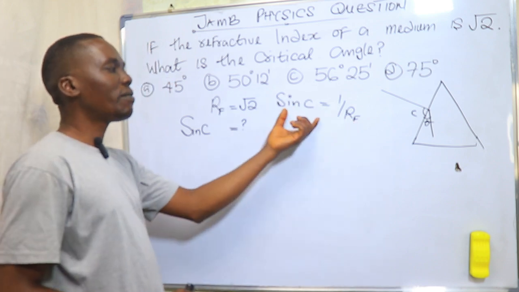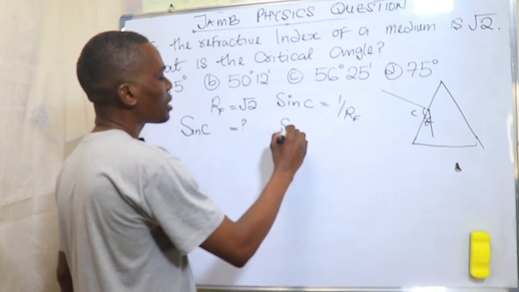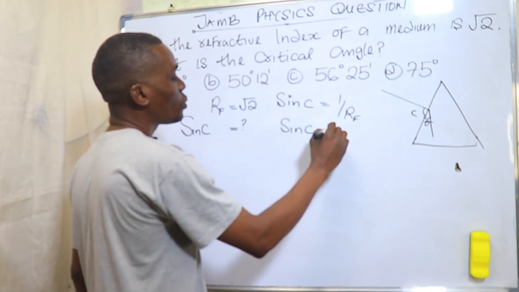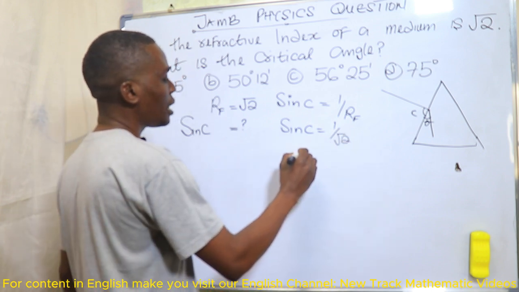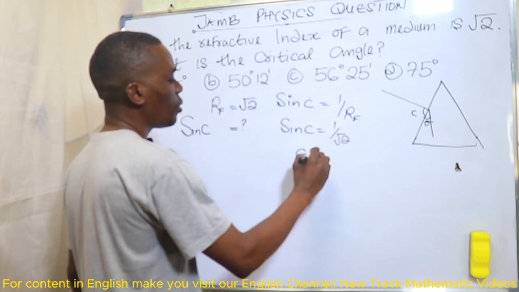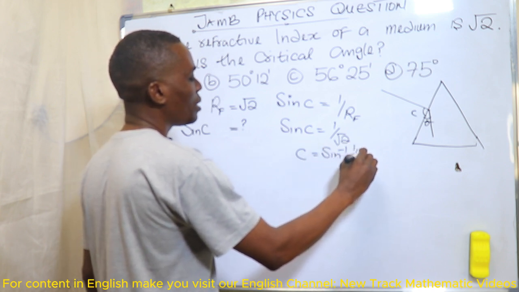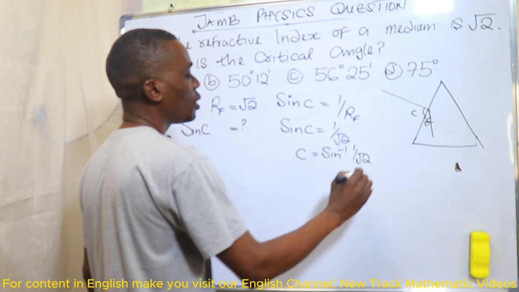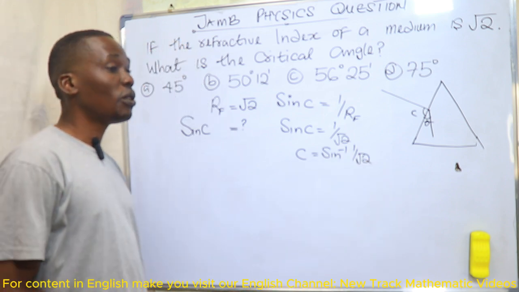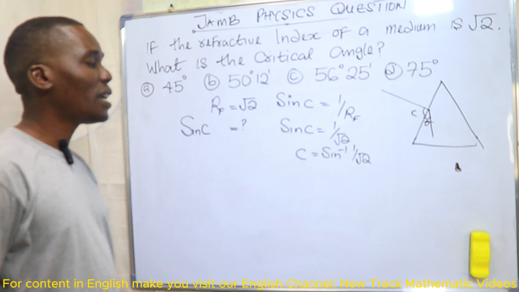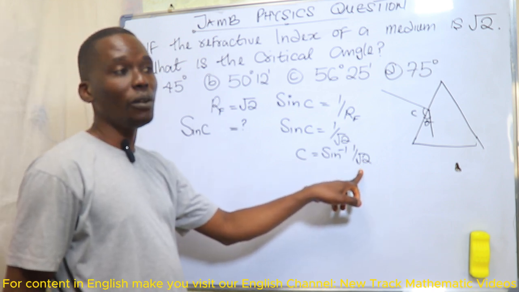So how can we find the critical angle? Sine C will be equal to 1 divided by root 2. So we will take the arc sine. The value of C will be the arc sine of 1 divided by root 2. Now how will we find the value of the arc sine of 1 divided by root 2?